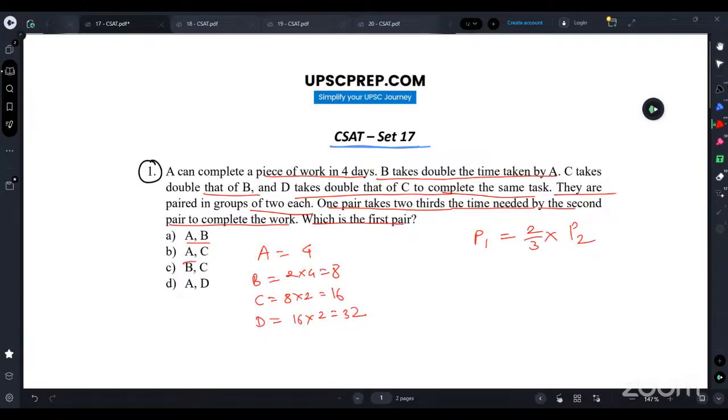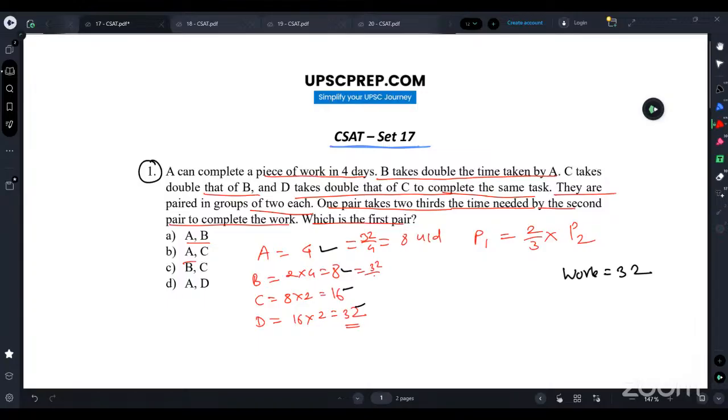See, now we can take the work volume as the LCM of all these numbers, right? 4, 8, 16, 32. So what will be the total work units if I consider? Work units will be 32, because the LCM of 4, 8, 16 and 32 is 32 units. Let's calculate the efficiencies of all these guys. So 32 by 4, right? What will be the efficiency of A? That will be 8 units per day.